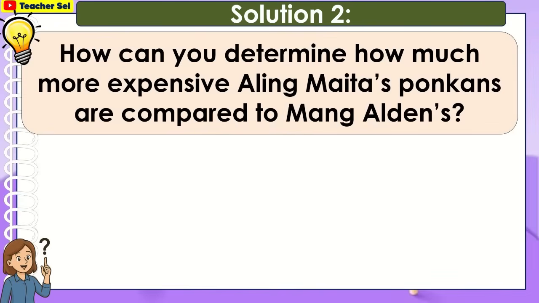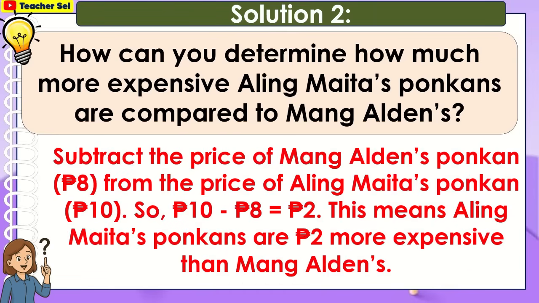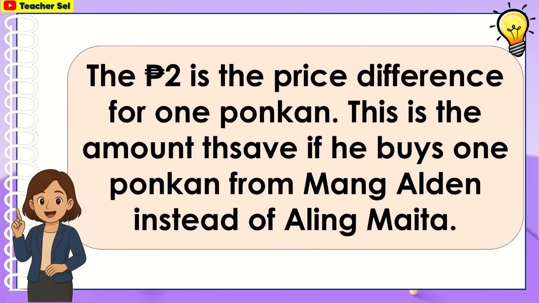How can you determine how much more expensive Aling Maita's pongkans are compared to Mang Alden's? Subtract the price of Mang Alden's pongkan, 8 pesos, from the price of Aling Maita's pongkan, 10 pesos. So 10 pesos minus 8 pesos equals 2 pesos. This means Aling Maita's pongkans are 2 pesos more expensive than Mang Alden's. The 2 pesos is the price difference for 1 pongkan. This is the amount Ivan saves if he buys 1 pongkan from Mang Alden instead of Aling Maita.